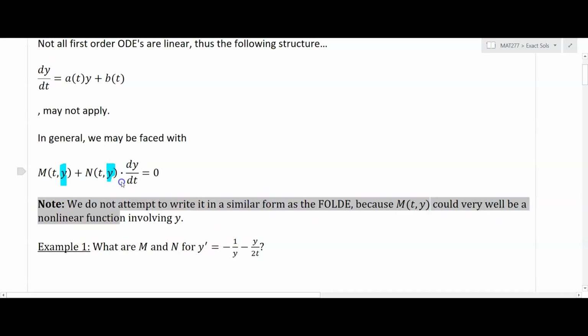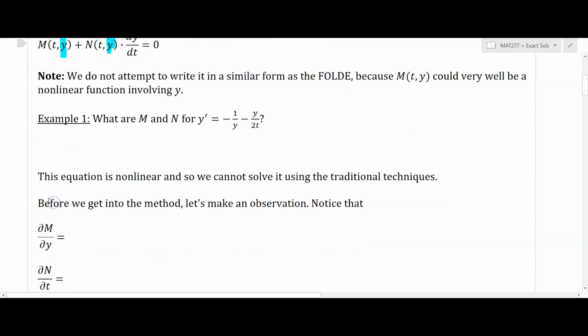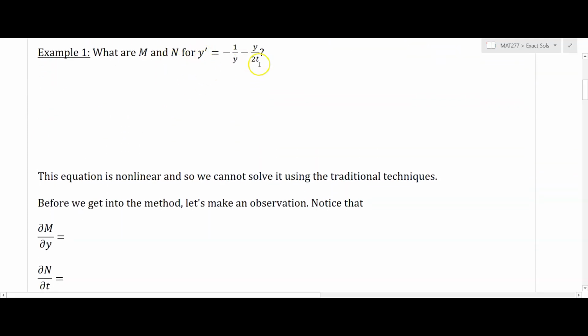So let's take a look at just one that's not in this form and see how we can get it into the correct form. So what are M and N for y prime equals negative 1 over y minus y over 2t? There are multiple ways to get it into this form. What I'll go ahead and do here, remember this is just dy/dt, so we can leave it as y prime to keep our writing simpler. And what I'll do here is I'll get a common denominator, and the reason I'm going to do that is because then I can multiply both sides by something to help me cancel out the components. So if in the first fraction here, negative 1 over y, I multiply this fraction top and bottom by 2t, and I multiply the other fraction top and bottom by y, I'll be able to get it into that correct form.